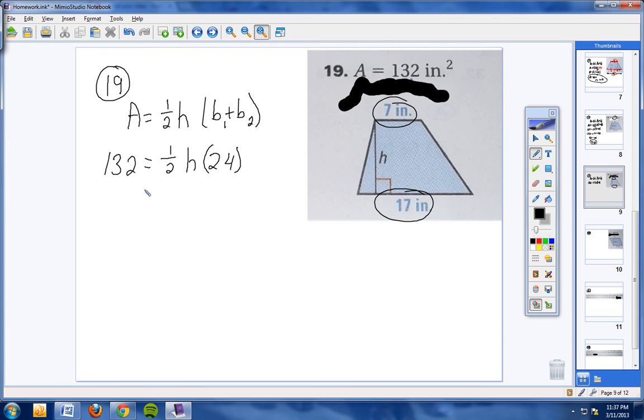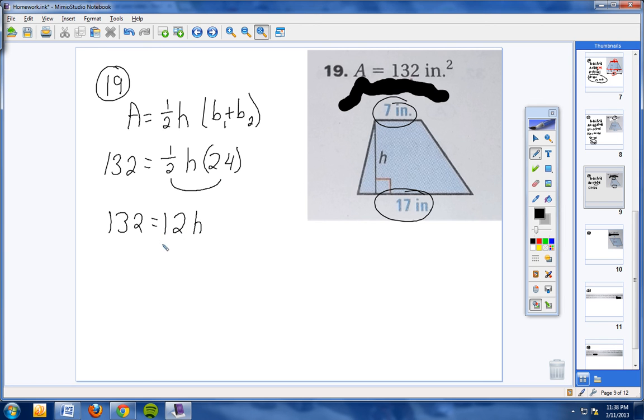Okay, now I want to simplify both sides of my equation. That's the first thing you always want to do. You cannot simplify 132, but you can simplify 1/2 h times 24. You multiply the 1/2 times the 24, you get a 12, and then there's your h.